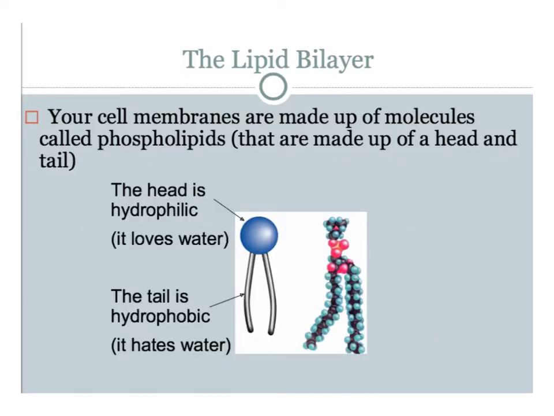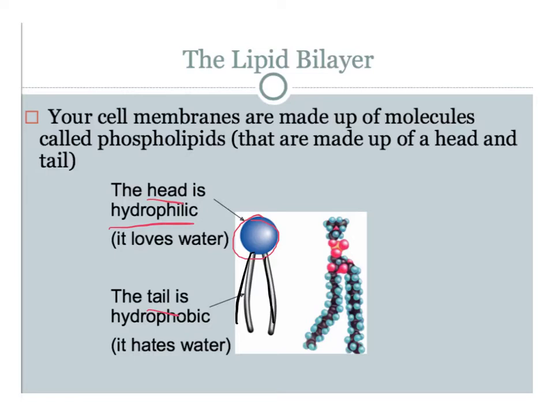But in order to understand why this lipid bilayer forms, it's actually important to understand a little bit about phospholipids. Phospholipids have two parts. They have something called a head and a tail. The head is hydrophilic. This means that it loves water. So hydrophilic means it loves water. And the tail is hydrophobic. Hydrophobic means it hates water.